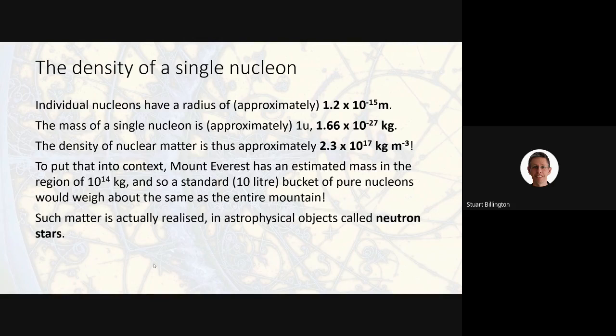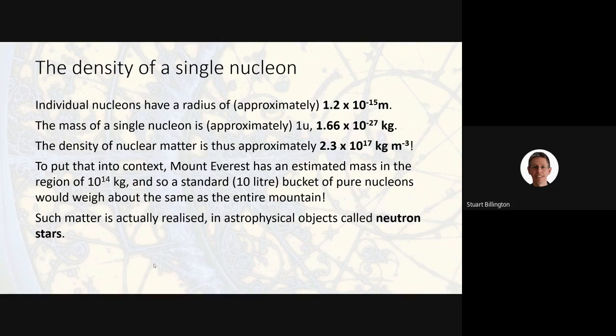And if you did that, that would be the density of nuclear matter, 1,000 mountains in a single meter cubed. Or to put it another way, 1,000th of a meter cubed would have the same mass of the entire mountain. So 1,000th of a meter cubed is around about a standard bucket, one of those orange B&Q 53p buckets. So if you were to pour nuclear matter into a standard bucket, it would have the mass of an entire mountain. So nuclear matter is pretty dense, and it is actually realized.